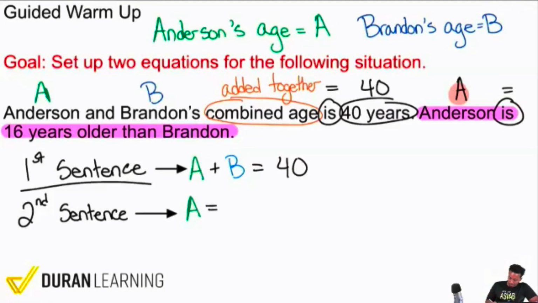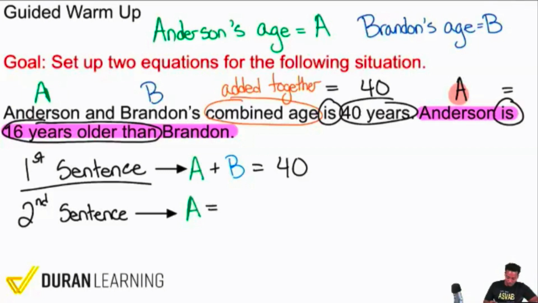And then up there, it says 16 years older than. What does that translate to? What does 16 years older mean? Like, what are we doing to Brandon? If we say that I'm 16 years older than Brandon, is that adding or subtracting? Exactly. We're aging Brandon. We're adding to his age.